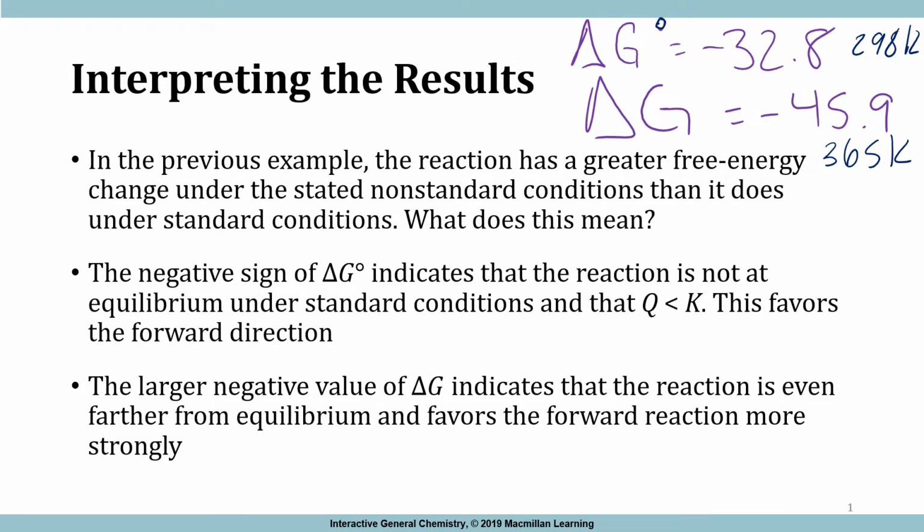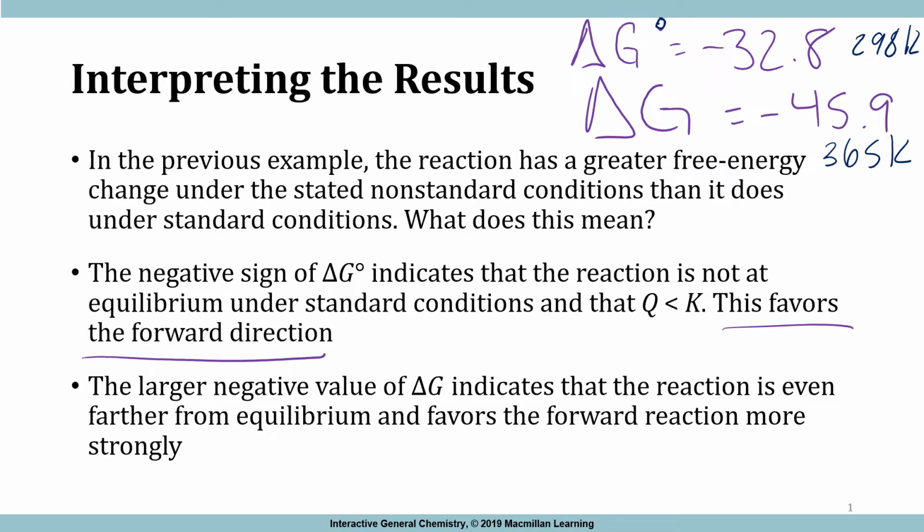So the negative sign of delta G indicates that the reaction is not at equilibrium under standard conditions, and also that Q is less than K. So if the delta G's were equal to each other, then it would be at equilibrium, but they're not. Also, if you had the actual K value and compared it to the Q value you calculated, you'd find that your Q value is lower, and that means that the forward direction is favored, making it a spontaneous process.